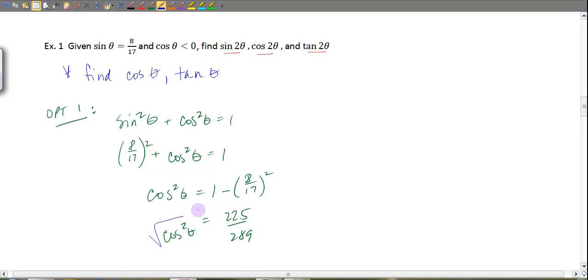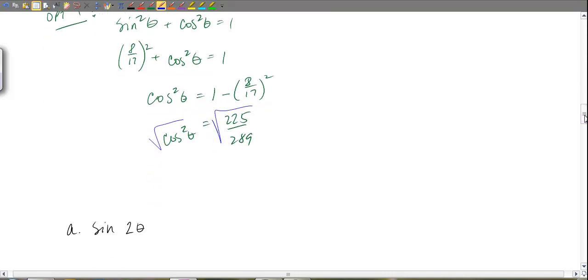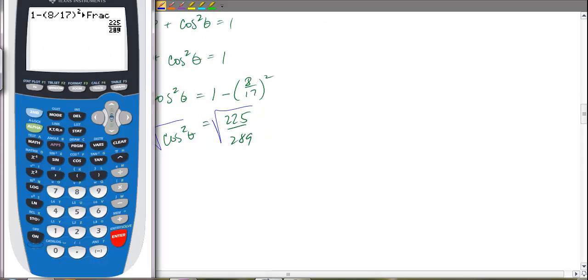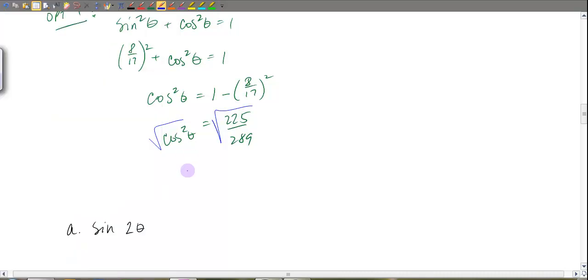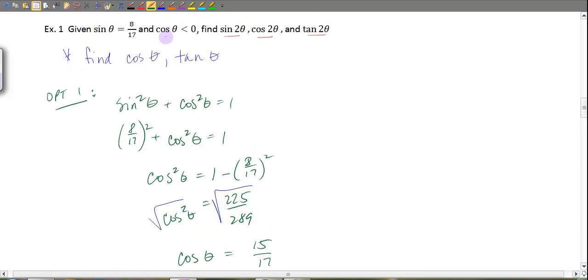But I need to take the square root of both sides, and I can do that in the calculator. So I'm going to say second, square root of that thing up there, and I want to do math frac enter. And it gives me back 15 over 17. So I know that the magnitude of cosine theta is 15 over 17, but let's go back up here because I covered it up. Cosine is less than 0, so in other words, cosine is negative. Now that's one way for you to be able to find cosine.